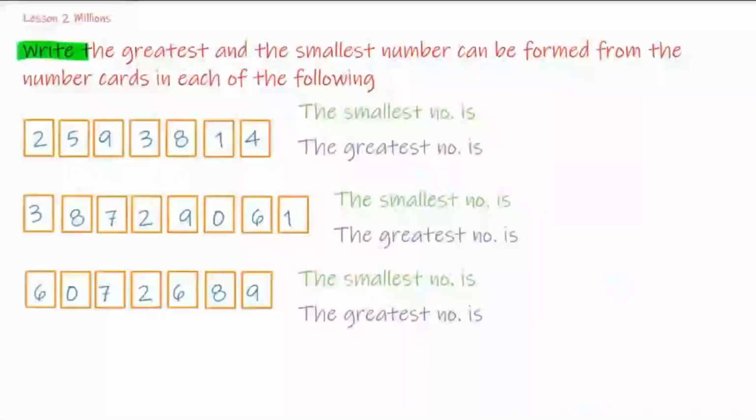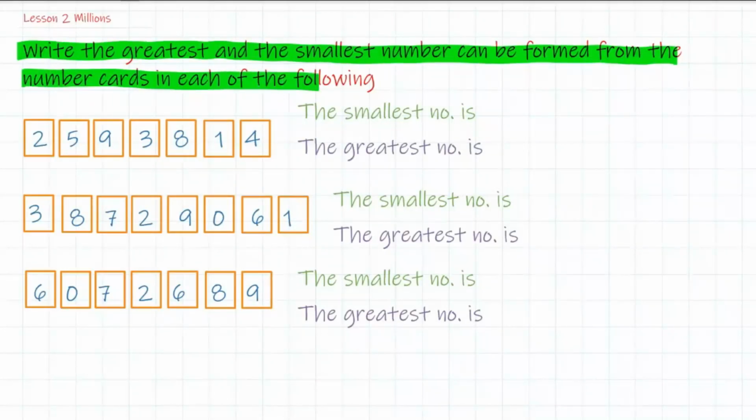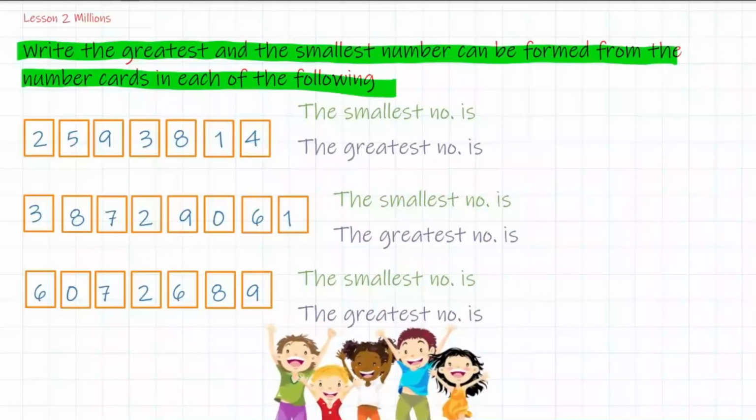Now let's write the greatest and the smallest number that can be formed from the number cards in each of the following. So let's use the cards to get the greatest number and the smallest number. Let's start with the smallest number. As we learned before in grade 3, we can arrange these numbers from the smallest number to the greatest number. Okay, let's arrange them from the smallest to the greatest.